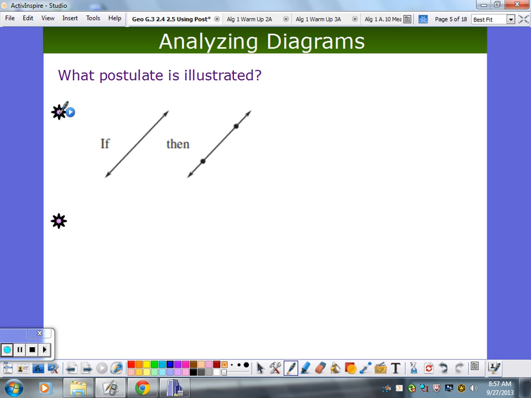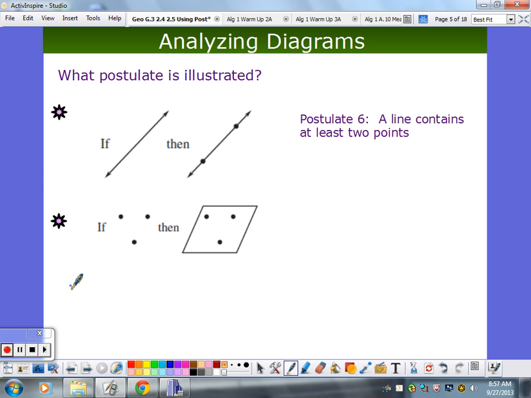What are you thinking? Postulate takes a line contains at least 2 points. Yes, a line contains at least 2 points. So here's my line. I'm going to have at least 2 points. That's the smallest I can have. Obviously, I have more, right? How many points are on this line? Yeah, an infinite number of points.